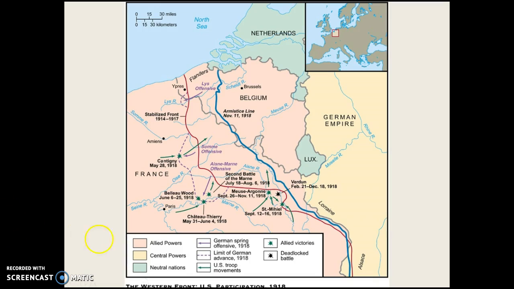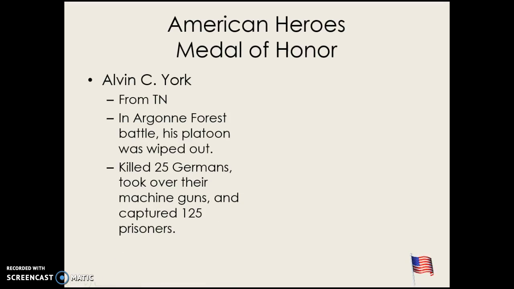Okay, so we have right here, the blue is where we push the Germans back to, and so this is the armistice line. This is where we see the ceasefire. So the red line is where the Western Front was. So you can see where we pushed them back to. Awesome. Okay, so these two are American heroes, so we want to cover them.